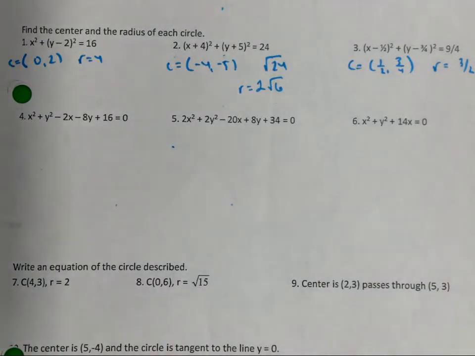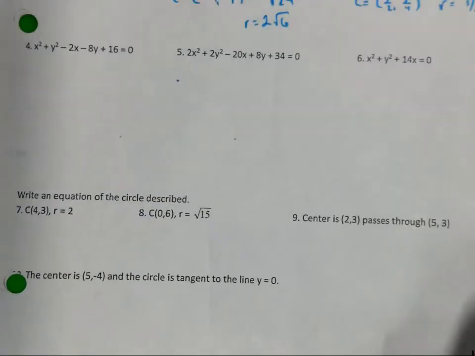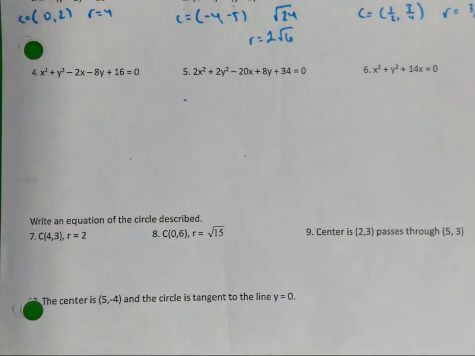Alright. So are we good on types 1, 2, and 3 of how to pick the center and radius out? Y'all look at me. Are we good? I need to see people's facial expressions. Okay. Now, number 4. These are the harder ones. You're going to have to do a process called completing the square, but you're going to have to get it set up to do that.